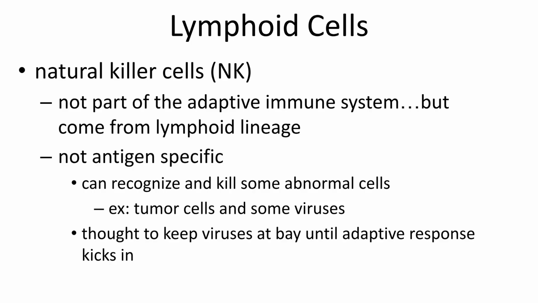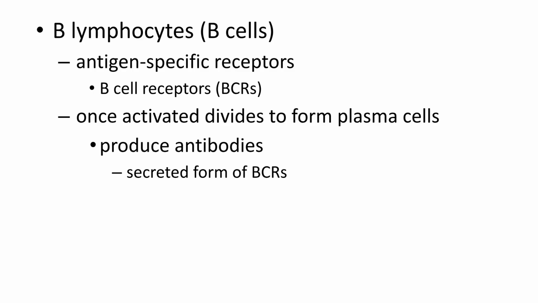Lymphoid cells include natural killer cells, which come from the lymphoid lineage but are not antigen-specific. They recognize and kill abnormal cells, like tumor cells and some viruses, keeping them at bay until the adaptive response is active. B lymphocytes, or B cells, have antigen-specific receptors called BCRs. Once activated, they divide to form plasma cells, which produce antibodies, the secreted form of BCRs.